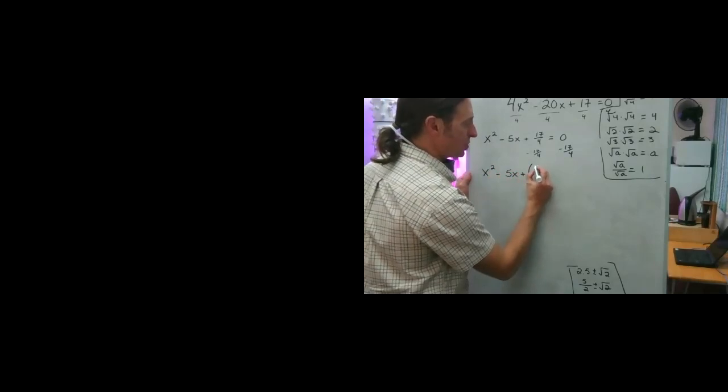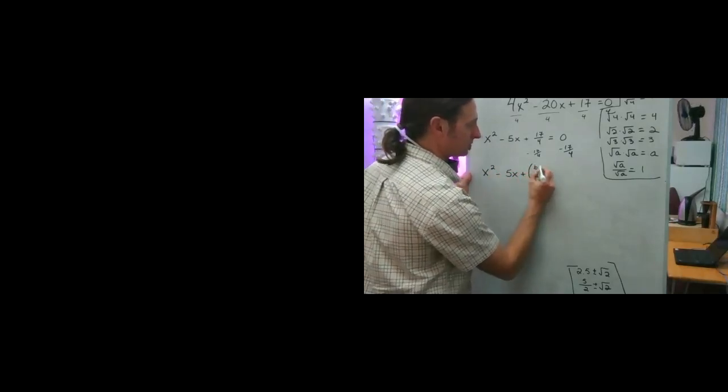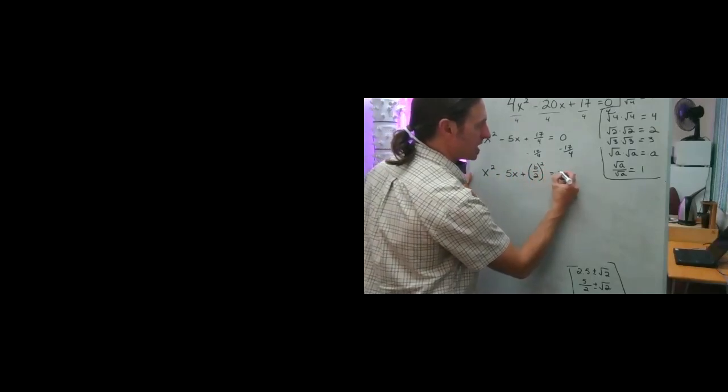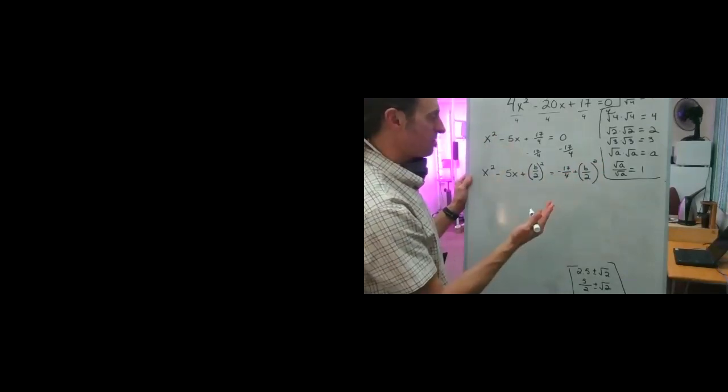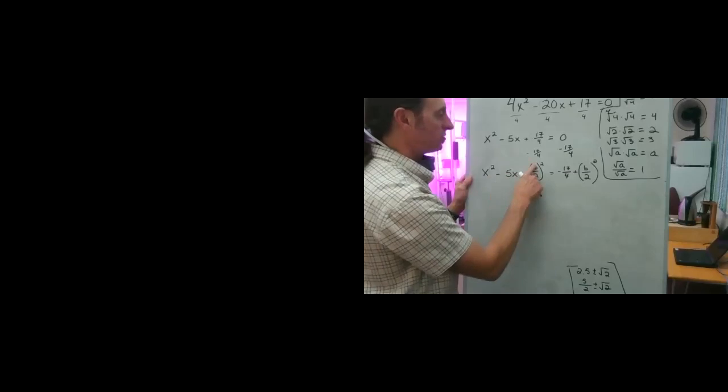So in order to complete the square, what you need to do here is add b over 2 squared to both sides. So I've got negative 17 over 4, and I'm going to add b over 2 squared to both sides. Basically, what I'm doing is making a perfect square. That's the big idea. In this example, b is negative 5. So I'm just going to go negative 5 over 2 squared, negative 5 over 2 squared.